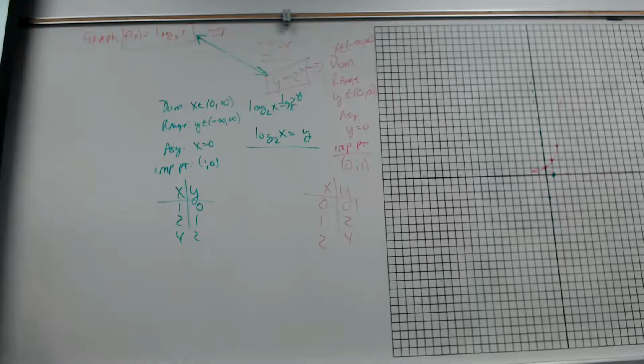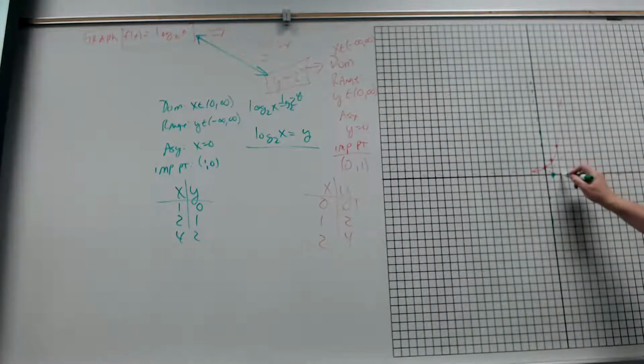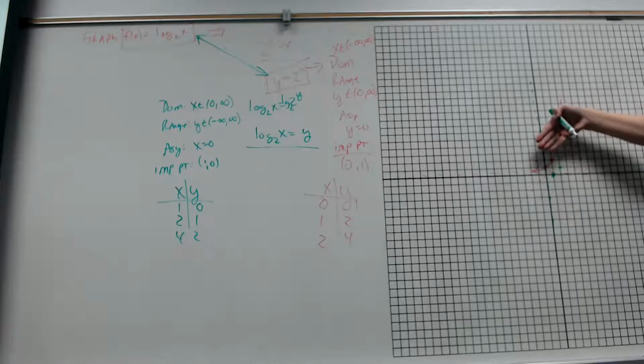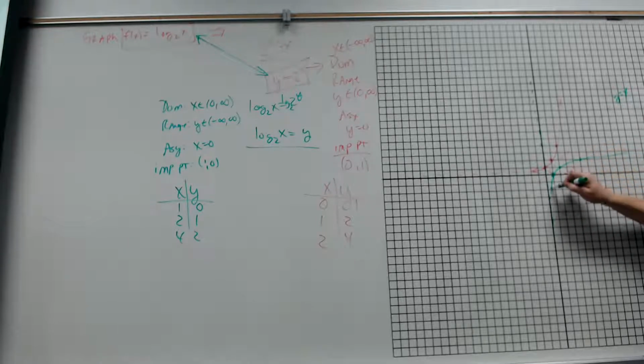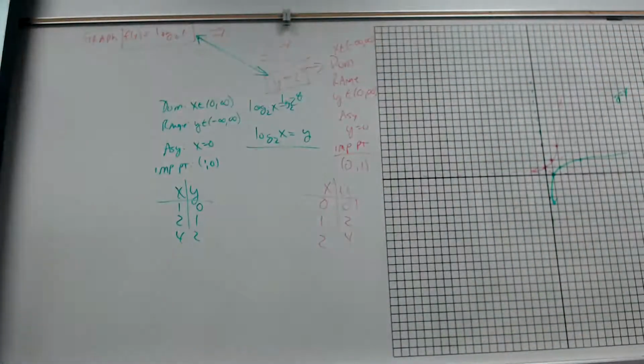So as we see this, 1, 0, I've already got it here, 2, 1, and let's see, 4, 2. So you can see if I folded my board over that y equals x line, you can see that that is a mirror image across the y equals x line. Does that make sense?